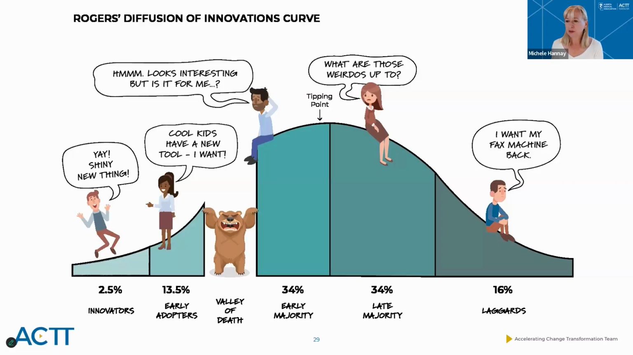And another thing to note about Rogers' diffusion of innovations curve is someone can be in one spot on the curve for one change or innovation. They might be a laggard for one thing and an early adopter for something else. So we don't typically have one spot on the curve in life in general. And also people move on the curve as they learn more, as they become more engaged. So someone can move from early majority to early adopter in some cases.